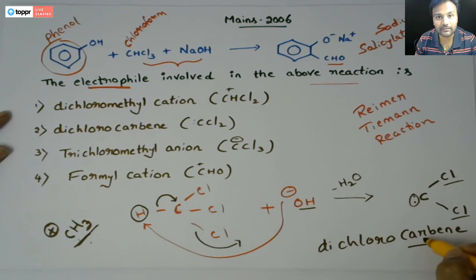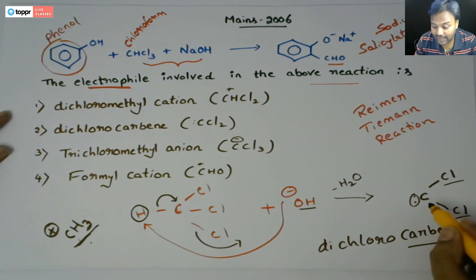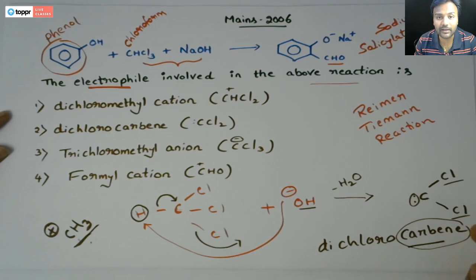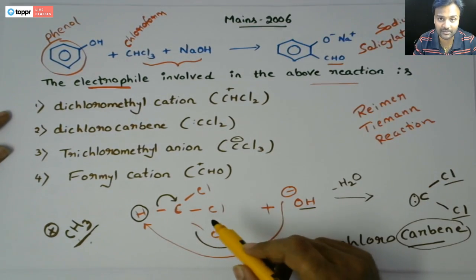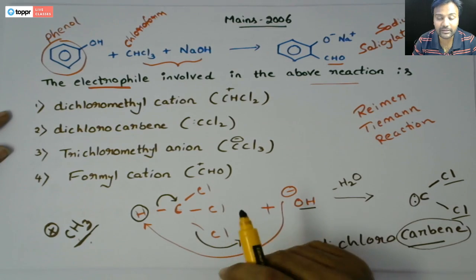So this is carbene, the reactive intermediate, and the electrophile in the Reimer-Tiemann reaction. You'll come across carbenes very rarely in chemistry. So this is one specific example where you'll come across it, and you need to remember this. This was the question asked in Mains 2006 about the Reimer-Tiemann reaction.